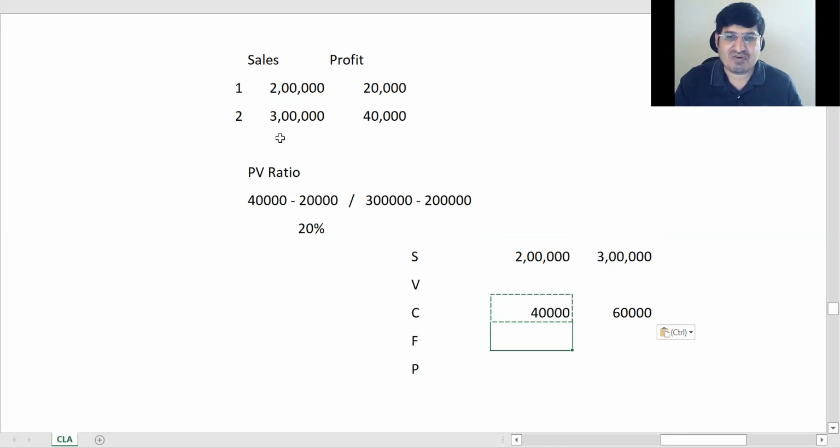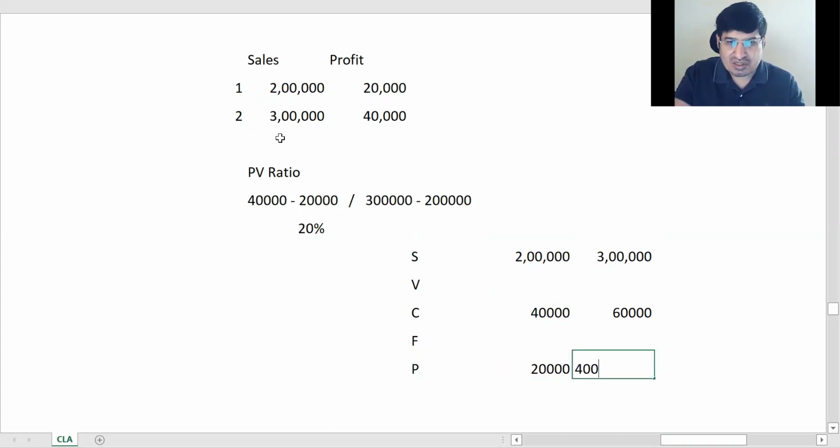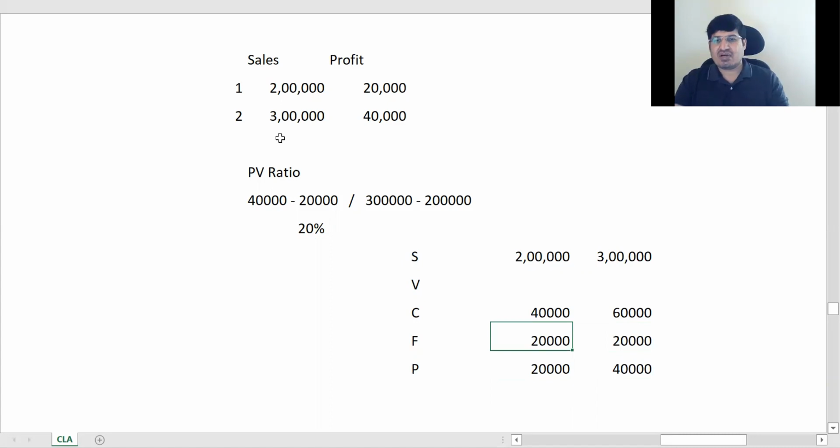Okay, अब ये हो गया. Now you have the profits available here. This is 20,000. This is 40,000. So how much will be the fixed cost? Contribution minus profit. 20,000 here and 20,000 here. So this is how we got both the statements. दोनों केस में PV ratio is the same. So fixed cost will be the same for both. Profit will be different based on the activity level.